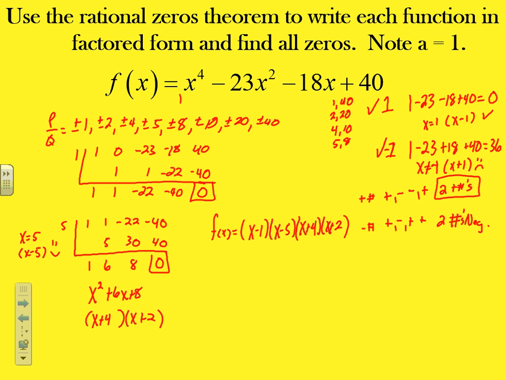And what are all of the zeros? Well, all of the zeros are the solutions that come from those factors. So we already know positive 1 is. Now we know positive 5 is, -4, and -2. So this is what we're kind of looking for.